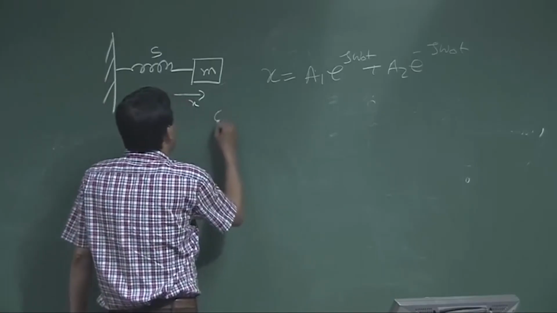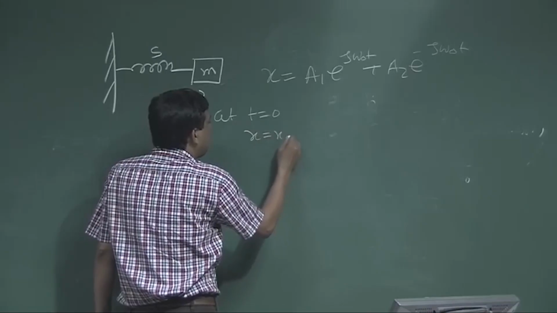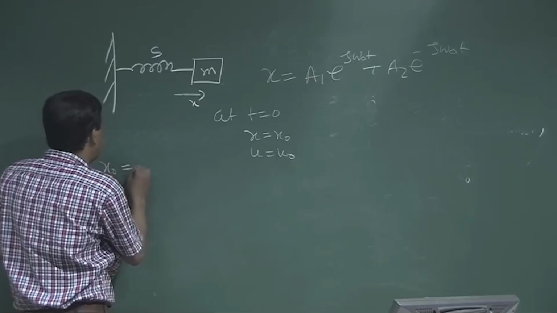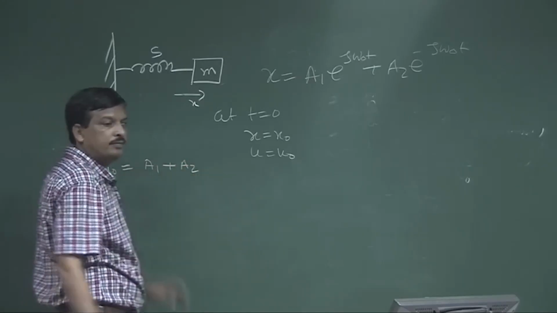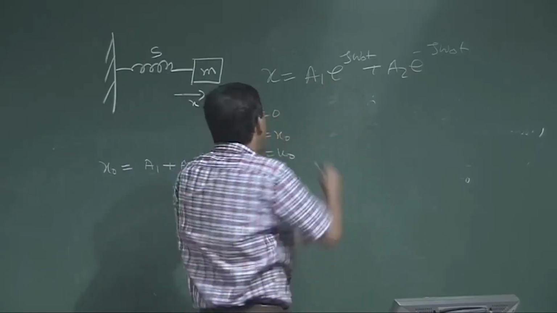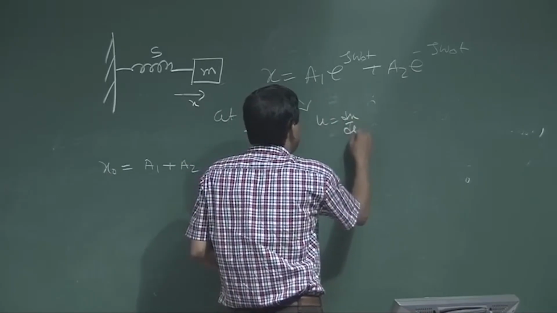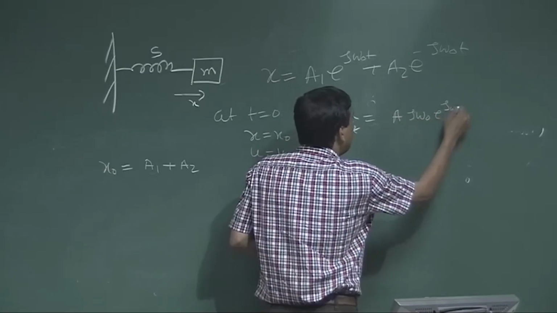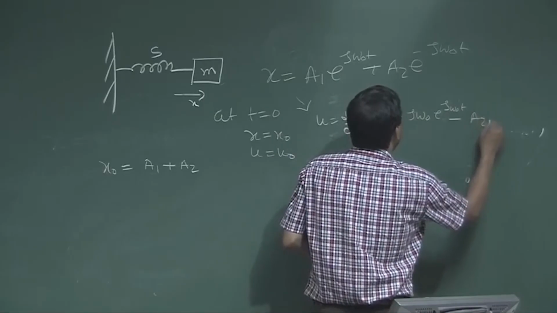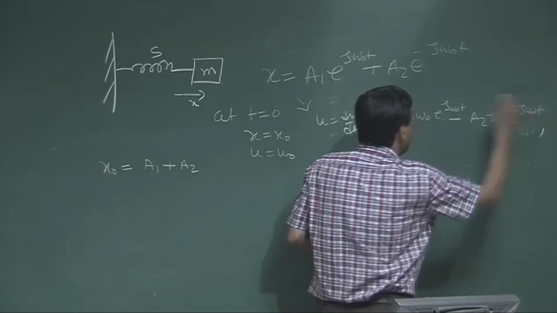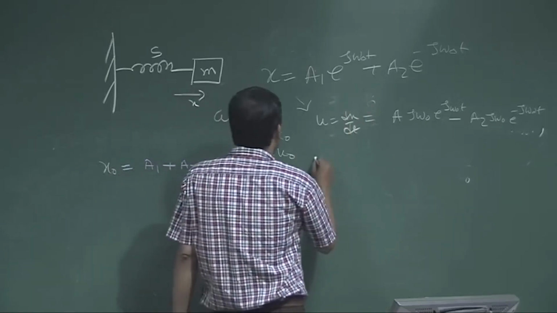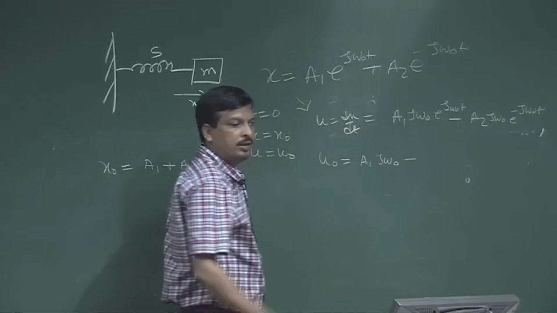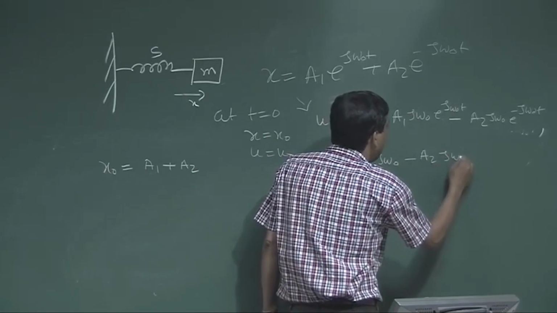Now, if I apply the same initial condition, at t equal to 0, x is nothing but x0 and u is nothing but u0. So, at t equal to 0, if I put it here, x0 is nothing but a1 plus a2. Now, for the first order derivative, u is nothing but dx by dt. So, it is a1 j omega 0 e to the power j omega 0 t minus a2 j omega 0 e to the power minus j omega 0 t. I take the differentiation. Now, I put t equal to 0. So, u0 is nothing but a1 j omega 0 minus a2 j omega 0.